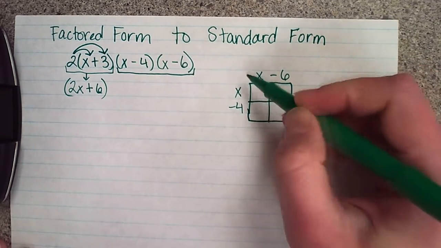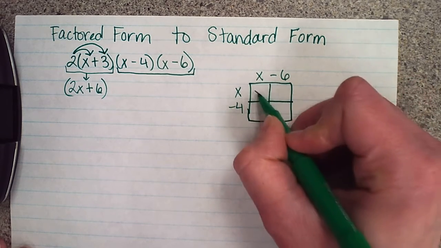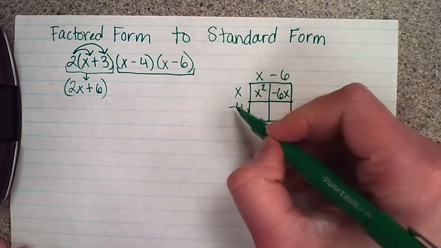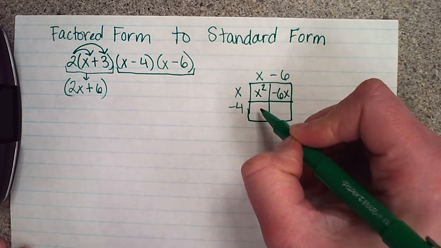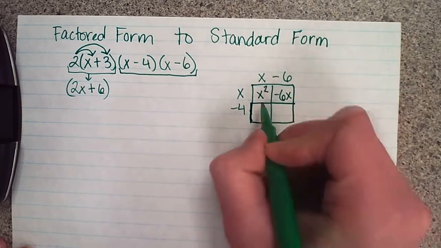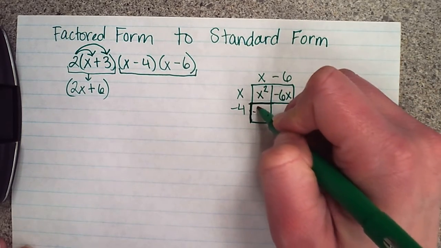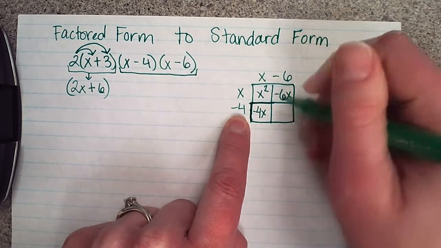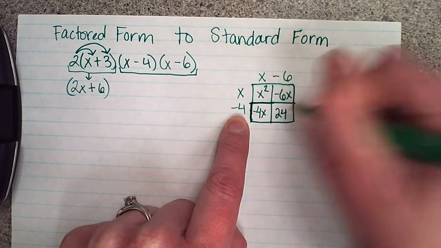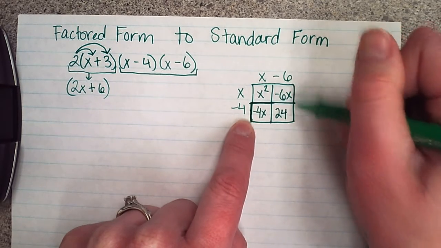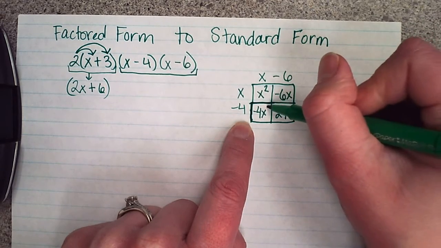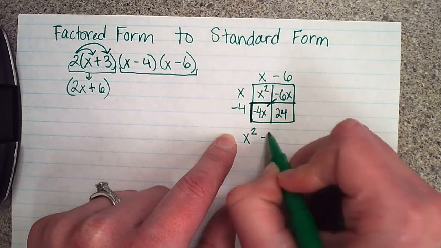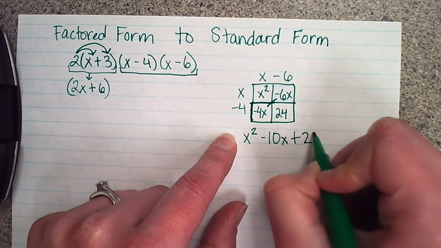So to fill in this box, I'm going to multiply x times x, which is going to give me x squared, x times negative 6, which would be negative 6x, negative 4 times x to get this box, like this value times this value is giving me that area, so negative 4x. And then to get my final box, I'm going to be multiplying my two constants together, which is going to give me positive 24 actually in this case, because 6 times 4. Then I need to combine my like terms here. So I'd have x squared is my only x squared term, minus 10x, and then plus 24.